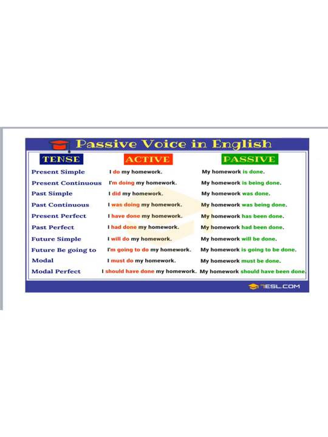Now I want to talk about passive voice in English. This picture shows you the forms of passive voice in different tenses. For example, in present tense, we use the verb is plus pp.